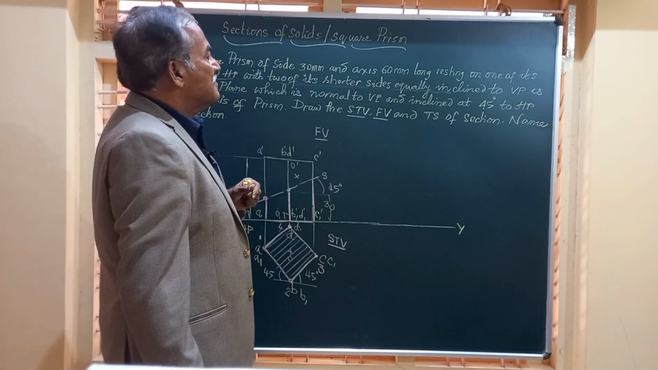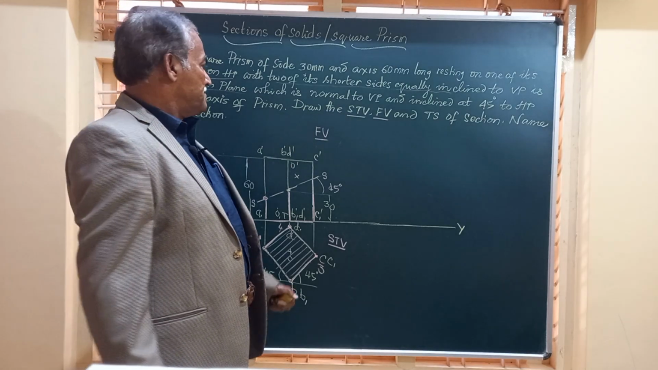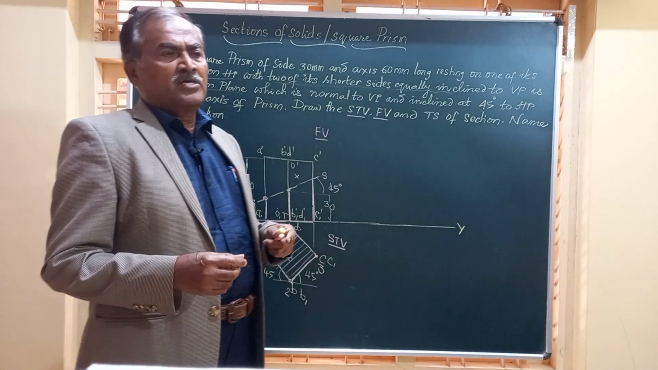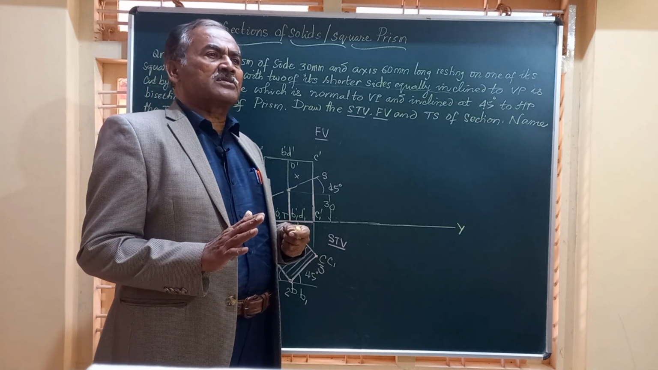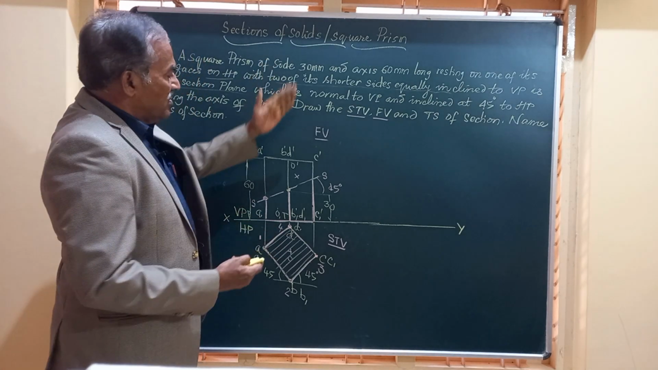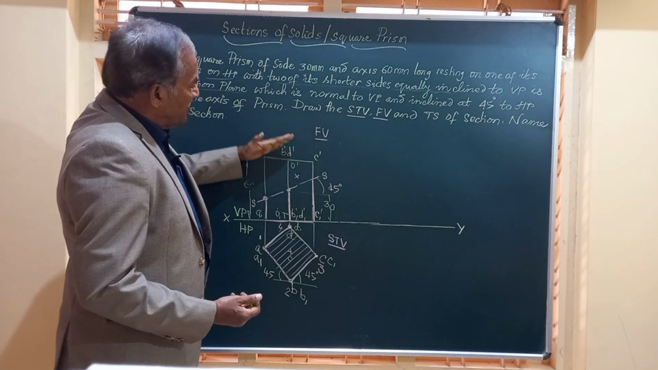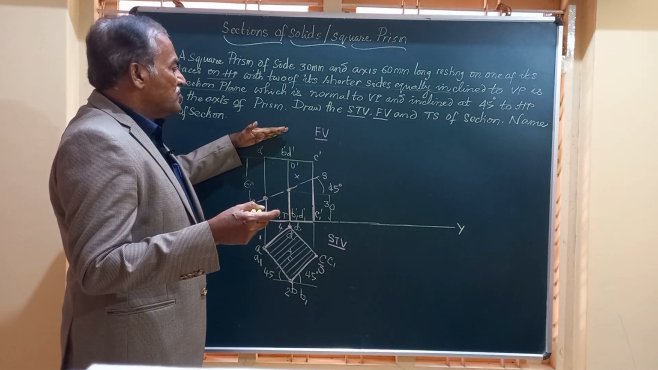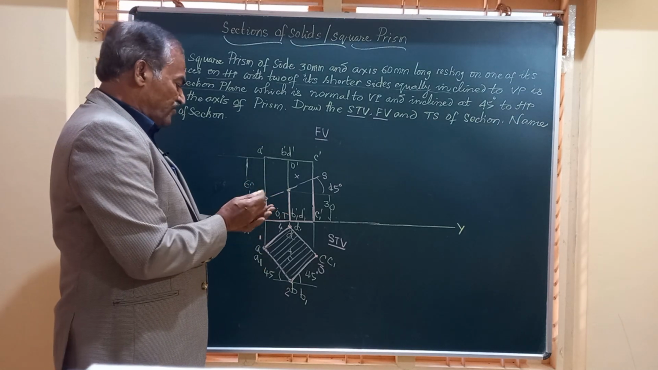And this is the true shape of section. Friends, what is the true shape of section? Shape of section is nothing but the mirror image of this cut part when you hold a mirror parallel to that. So it's a mirror image. So to get that, there is a procedure to be followed.